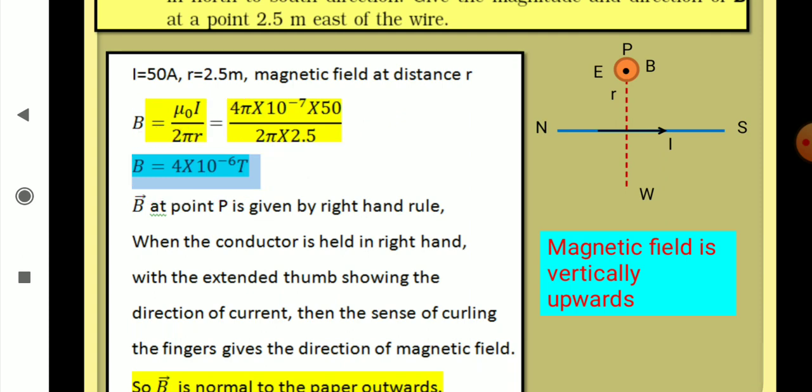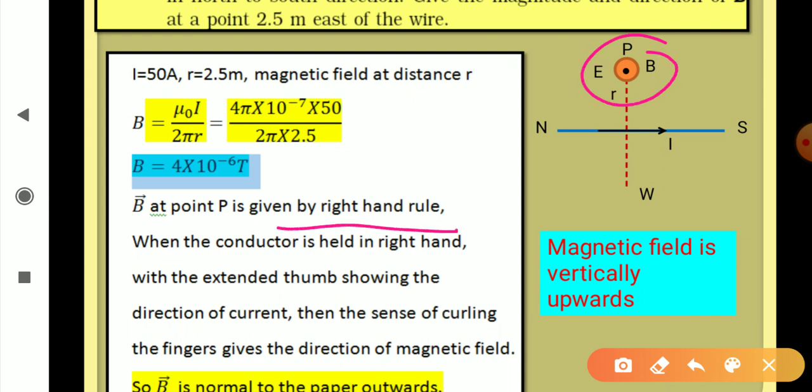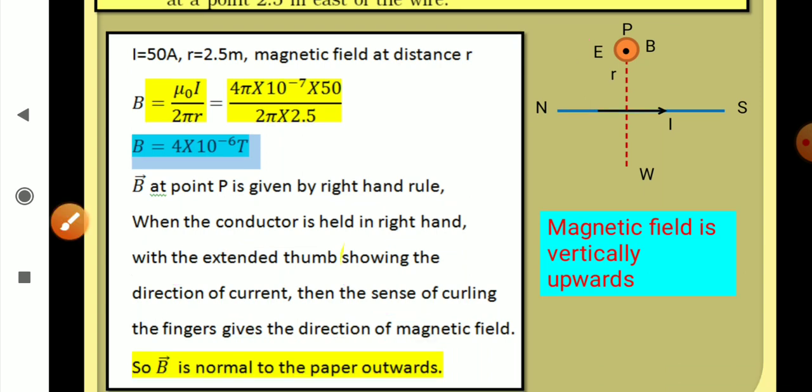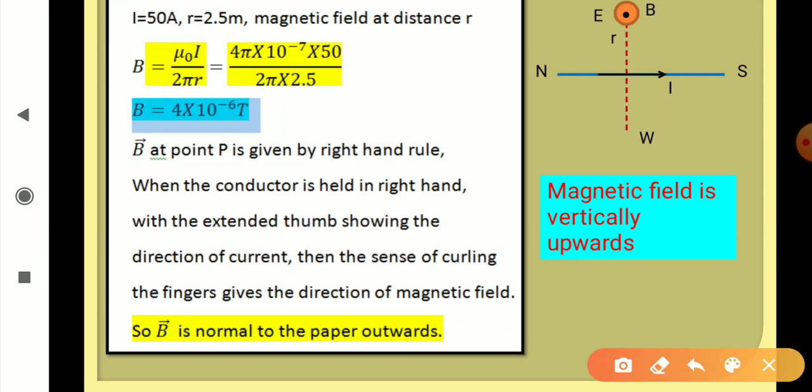Now we have to find out the direction of magnetic field also. So to find that out, we use the right hand rule. When this conductor is held in right hand with the extended thumb showing the direction of current, then the sense of curling of the fingers gives the direction of magnetic field. So according to this, B is normal to the plane of the paper and outwards.